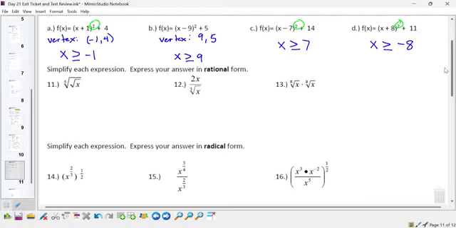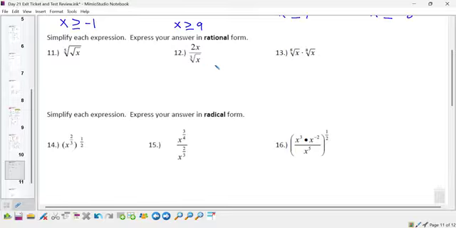Number 11, simplify each expression. Express your answer in rational form. I'm actually going to start by putting everything in rational form. I noticed number 11 has 2 roots. The closest root to the x is a square root. And then I also have this 5th root. So I'm going to take x to the 1/2 and raise it to the 1/5. Power to a power, we multiply the powers. 1/2 times 1/5. Oop, I just wrote the answer. 1/2 times 1/5 is going to be x to the 1/10.